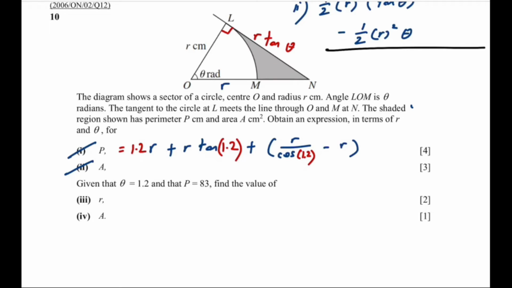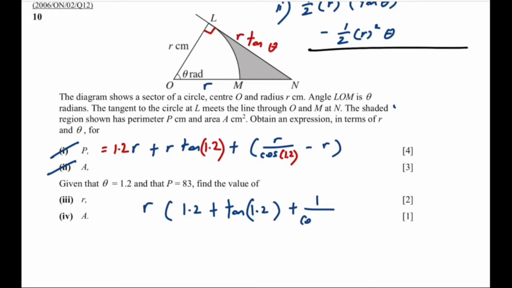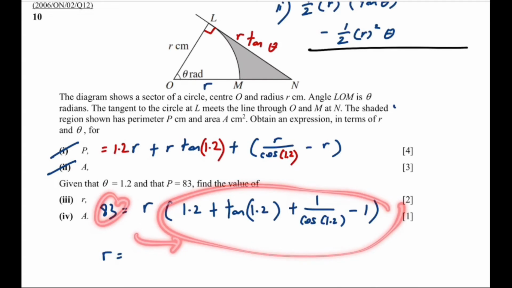So everything with r, so I factorize this whole thing with r. When I factorize it, I have 1.2 plus tan 1.2 plus 1 over cos 1.2 minus 1. Yeah, okay, it's more beautiful this way. Equals to the P is 83. Therefore, figure out the answer here from the calculator, and then 83 divided by this gives the answer of r.